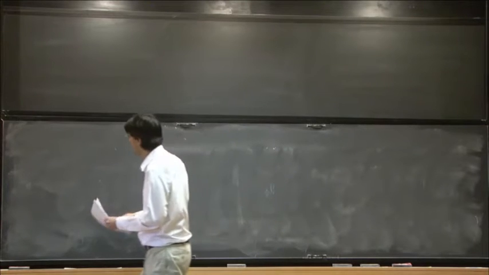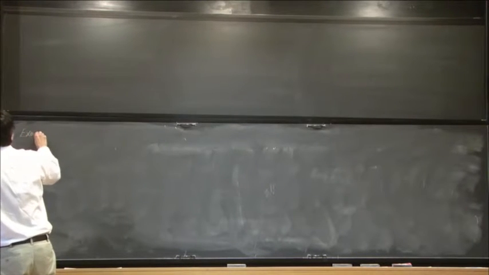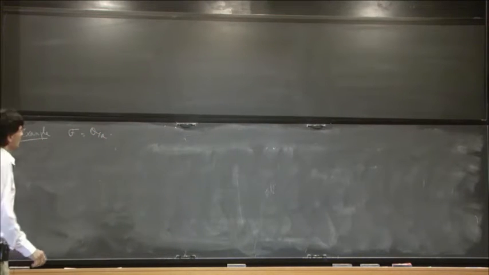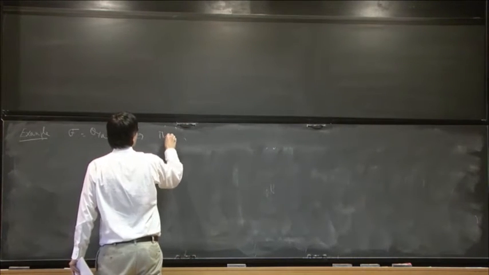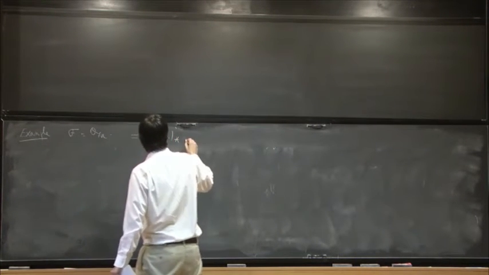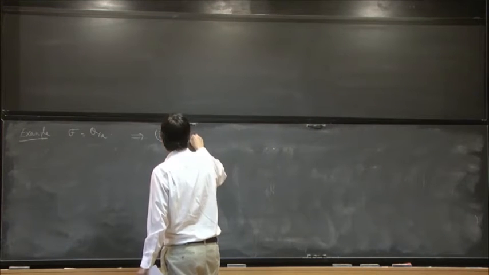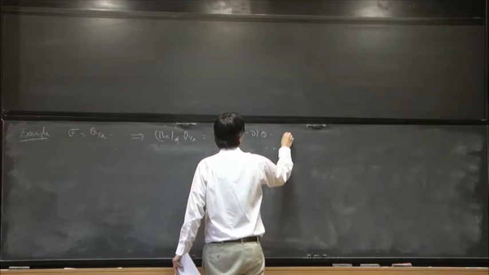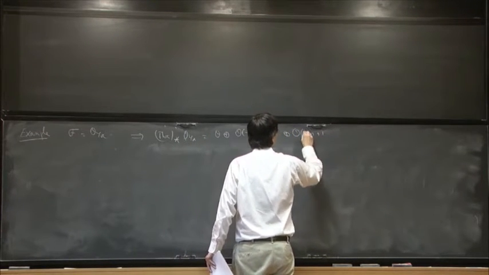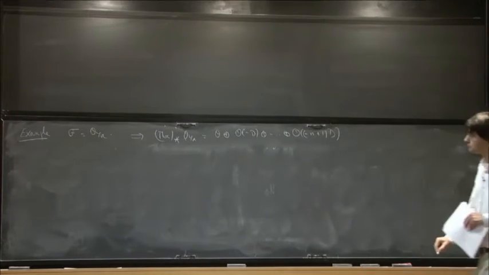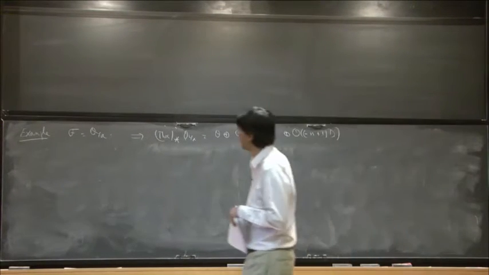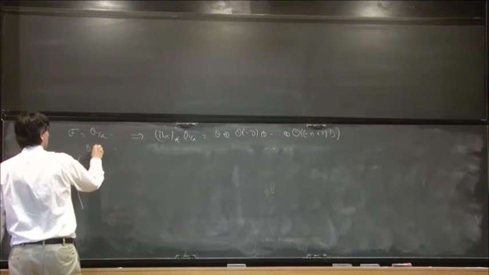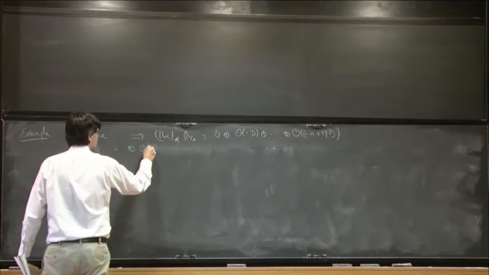So let me just give an example. If F is a structural sheaf, then as we saw, the vector bundle associated to F is O plus O of minus D plus O of minus 2D and so on, up to O of minus (n-1)D. And what is the theta? Then we can write it in matrix form.